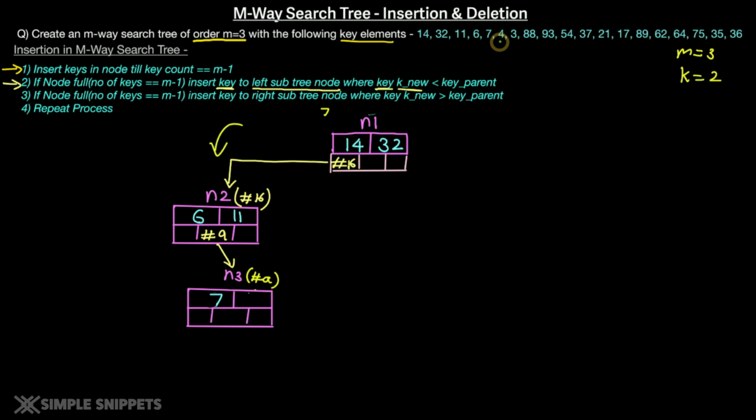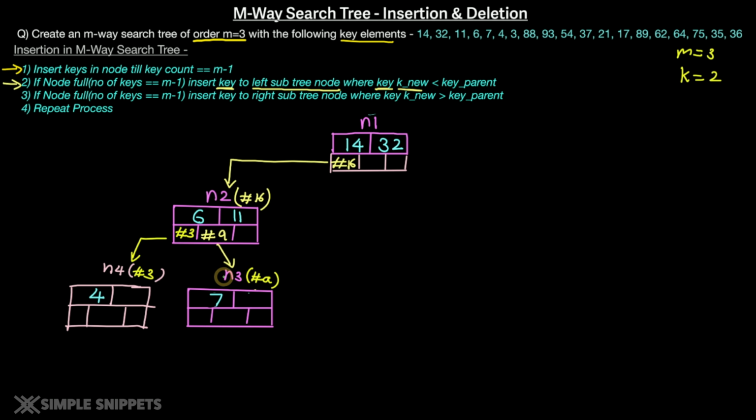So we have 4. 4 is smaller than 14. We will go to the left of n1. We will go to n2. 4 is again smaller than 6. So in this case, it will go to the left hand side of 6. Right now, towards the left hand side of 6, we don't have any other node. So again, we will have to create a new node. So let's do that. So 4 will come over here.